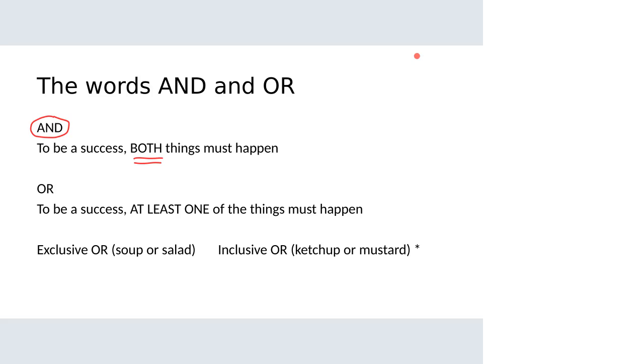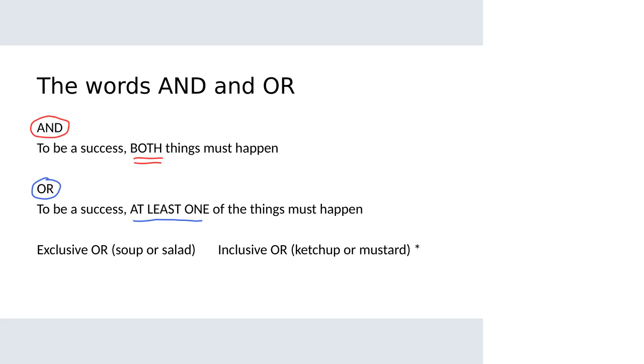Okay, then the word or. The word or, to be a success, at least one of the things must happen. It could be this one or it could be that one. It doesn't have to be both. In mathematics, it's important to identify the type of or that we mean.